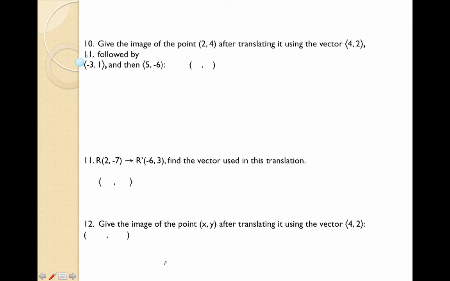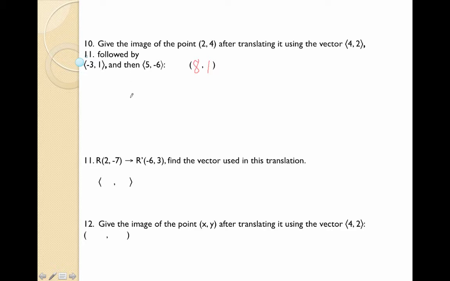We want the image of the point 2, 4 after it's translated using the vector 4, 2, then negative 3, 1, then 5, negative 6. So there are really a bunch of different ways you can look at it. You can say, okay, well from 2, I'm going to add 4, then subtract 3, then add 5, which will give you 8. And then from 4, adding 2 is 6, add 1 is 7, subtract 6, so it should be 1.